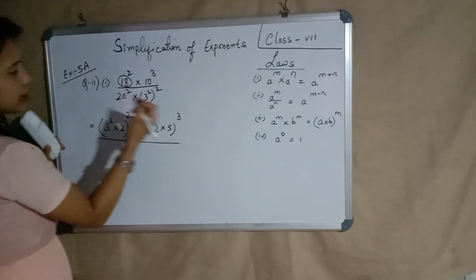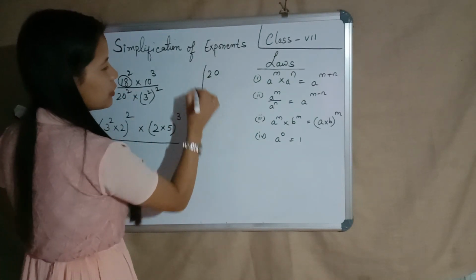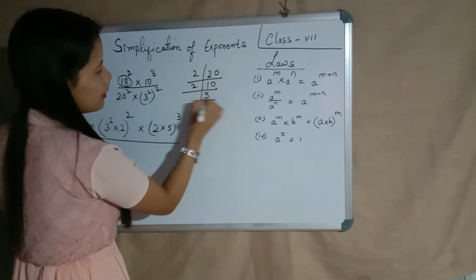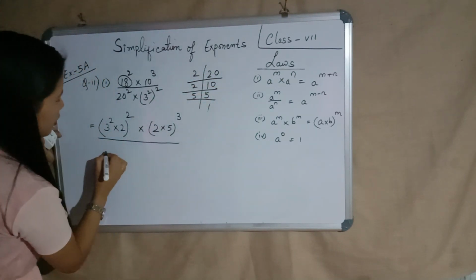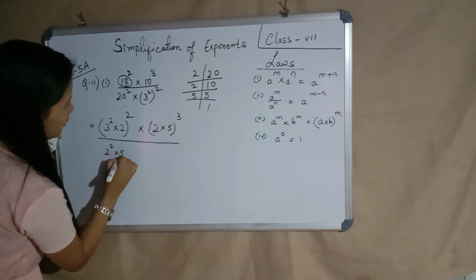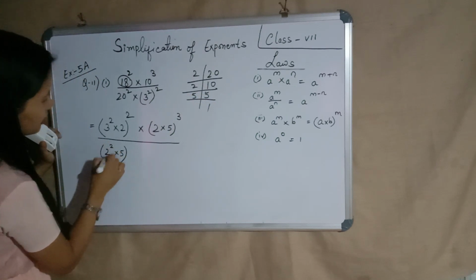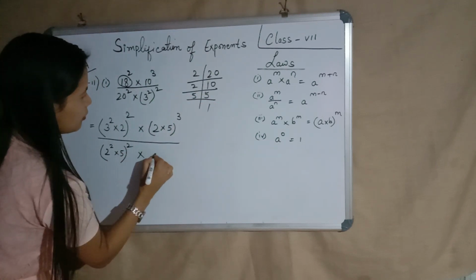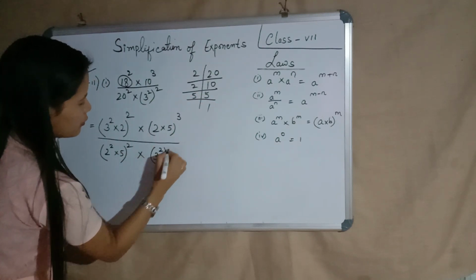divided by 20. Let us express this again in exponential form. 2 ones are 2, 0. 2 fives are 10. 5 ones are 5. That is 2 square into 5. So 20 we can write like this, and it is again raised to the power 2, into 3 raised to the power 2 whole raised to the power 2.